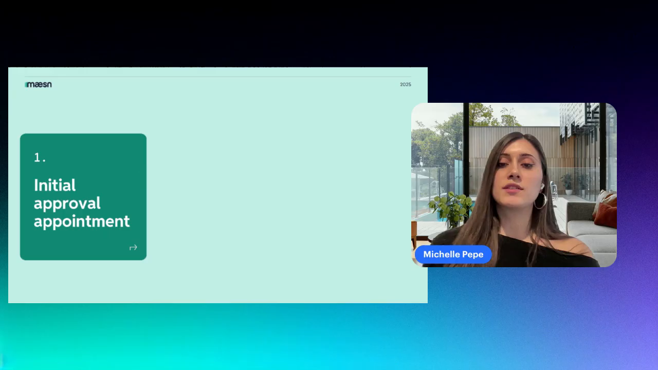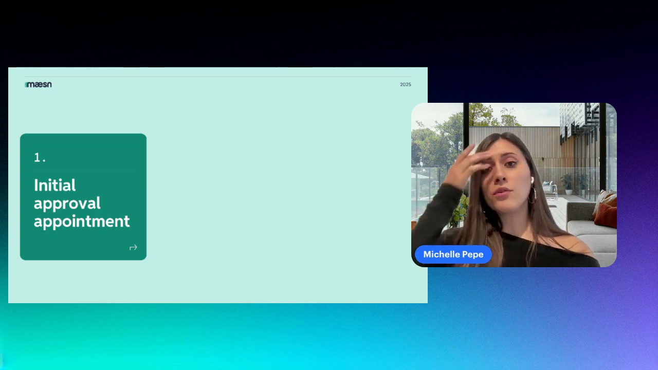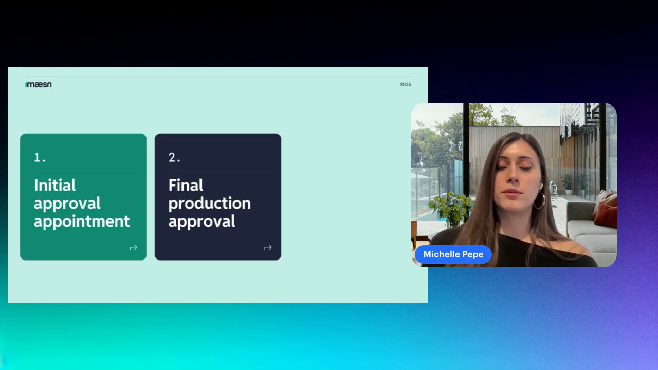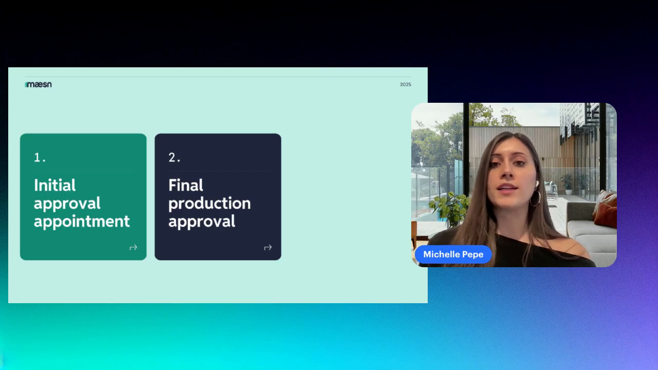So after this first appointment, if you are successful, of course, you will get the approval. This means that you are able to access production for 3 months. This means that you can test your integration with real users for the next 3 months. Now, if you want to stay live forever, you will need to book a second appointment called Final Production Approval.